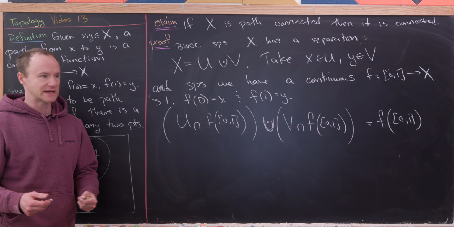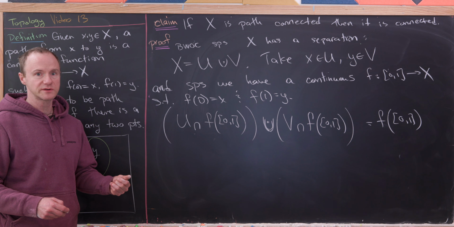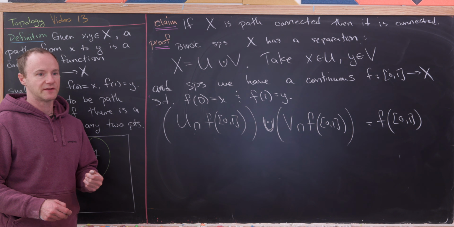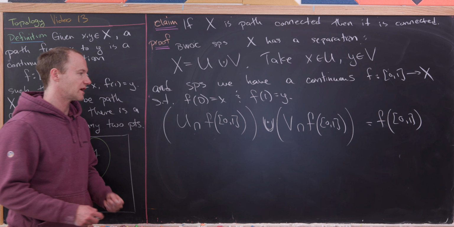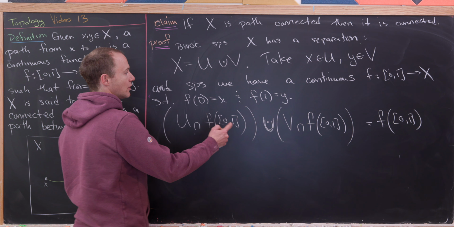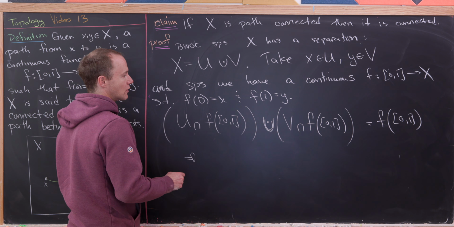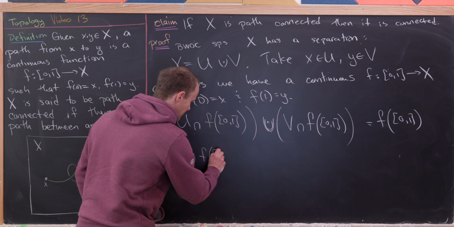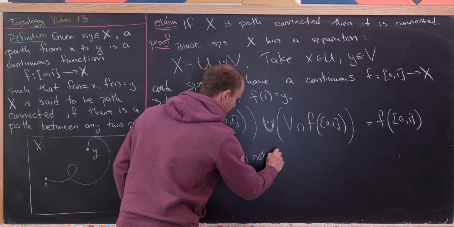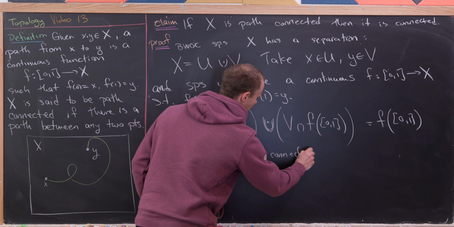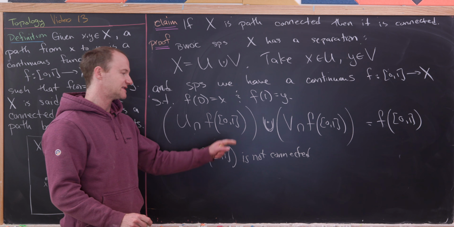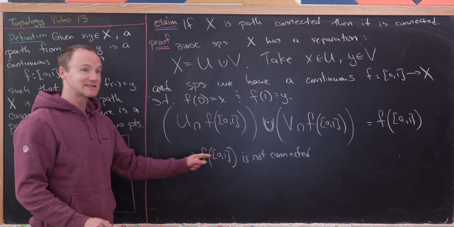So, let's collect our data so far. We've got two sets that are open in our subspace topology. They are non-empty and they're disjoint and they union to the whole thing. But that means that we have a separation of f, or the image of [0,1] under f. So that means that the image of this is not connected. But I think we proved earlier, actually I know we proved earlier, that the continuous image of a connected set is connected. But that's exactly what we have here.